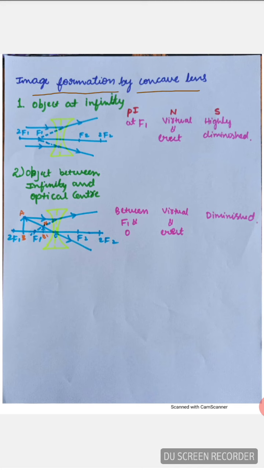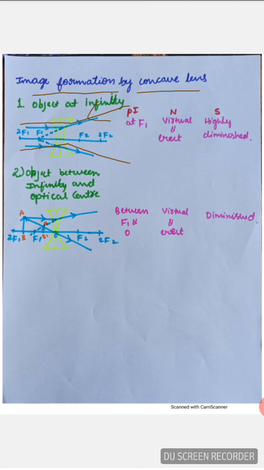Image formation in the case of concave lens. First we will consider object at infinity. Two rays we can consider, two or more than two rays we can consider, but for the formation of image we require a minimum of two rays. So one ray after refraction will diverge like this. One ray after refraction will diverge like this.